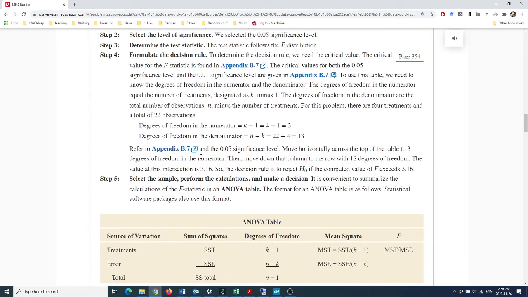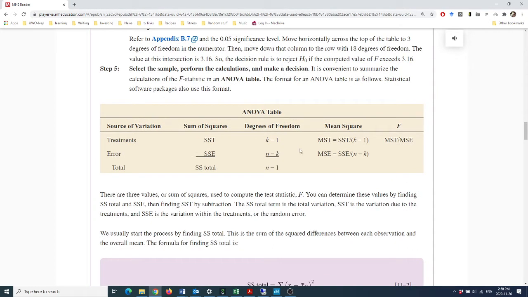And once you have this, you need to create this table, which is known as your ANOVA table. ANOVA stands for Analysis of Variance. And it's nice to know how to create these tables, and your software package will create them for you as well if you're using Excel, which I highly recommend to work out your F statistics. But it's nice to know how to do it by hand as well.